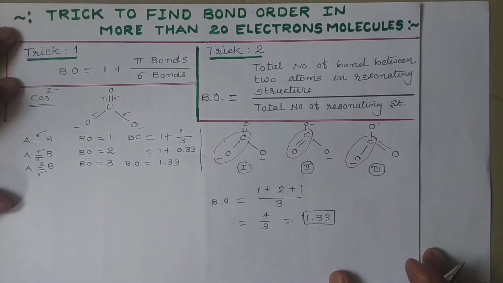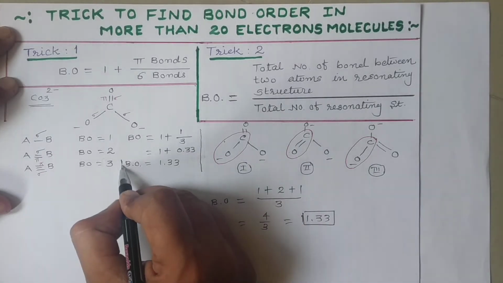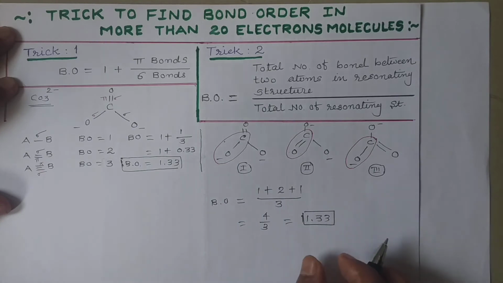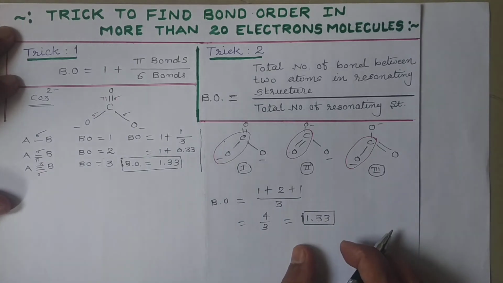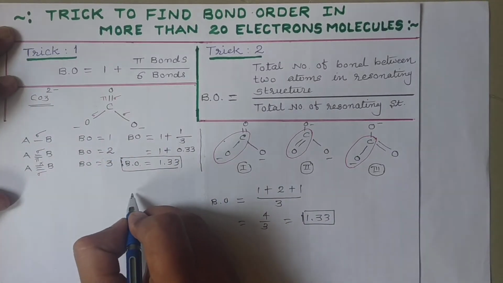So we can use either trick 1 or trick 2. In both, the answer will be the same. Here the bond order is 1.33, and here also the bond order is 1.33. So we can say that we derive this summary: the bond order here is 1.33.